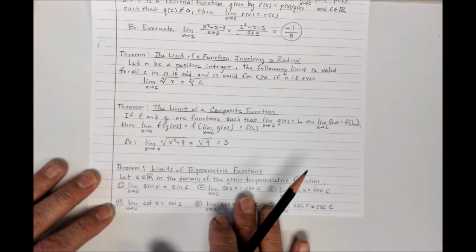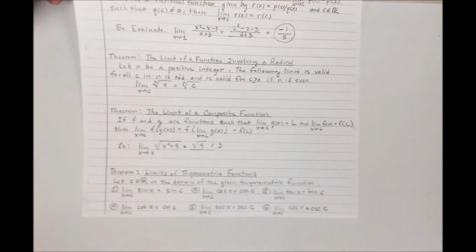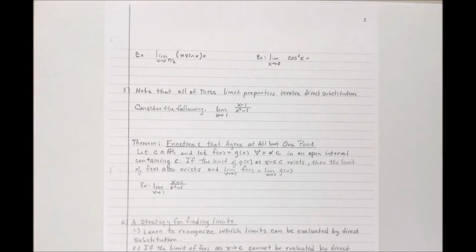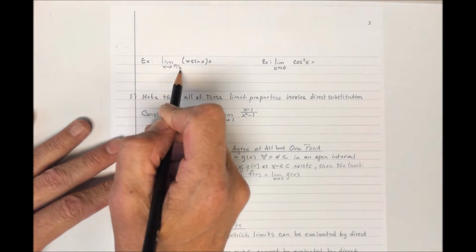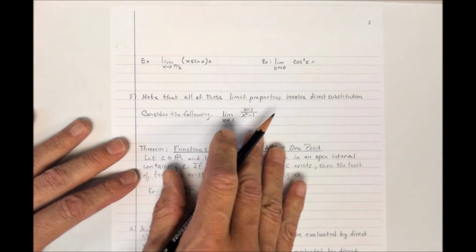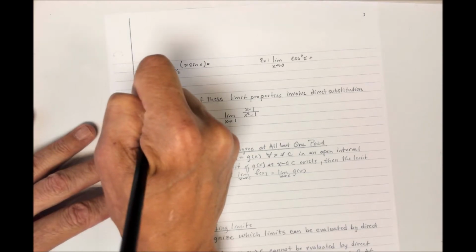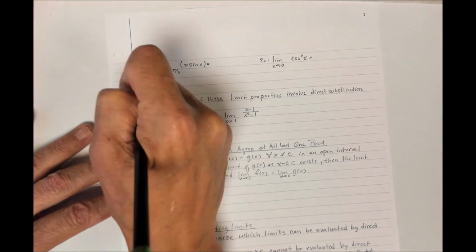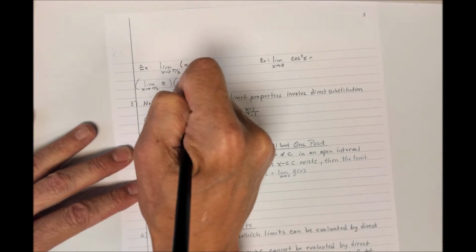Very, very nice. Now we're going to use combinations of these properties to do some more limits here, and then we'll talk a little bit about strategy. All right, first guy up here, the limit as x approaches pi over 2 of x times the sine of x. Well, I'm telling you that this is the limit as x approaches pi over 2 of x times the limit as x approaches pi over 2 of the sine of x.